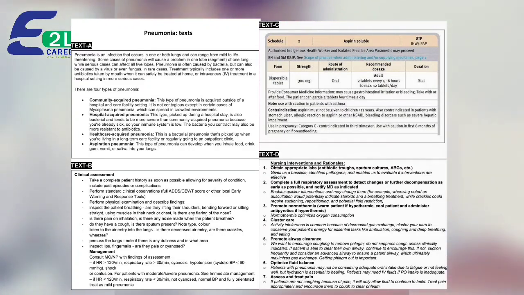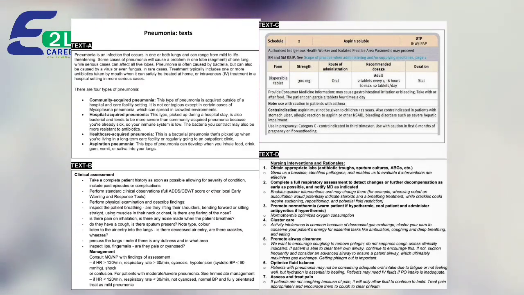Well, pneumonia is an infection that occurs in one or both lungs and can range from mild to life-threatening. Some cases of pneumonia will cause a problem in one lobe segment of one lung, while serious cases can affect all five lobes. Pneumonia is often caused by bacteria but can also be caused by a virus or even fungus in rare cases.